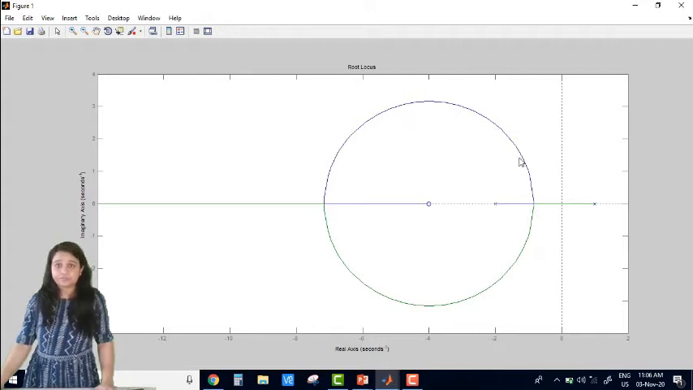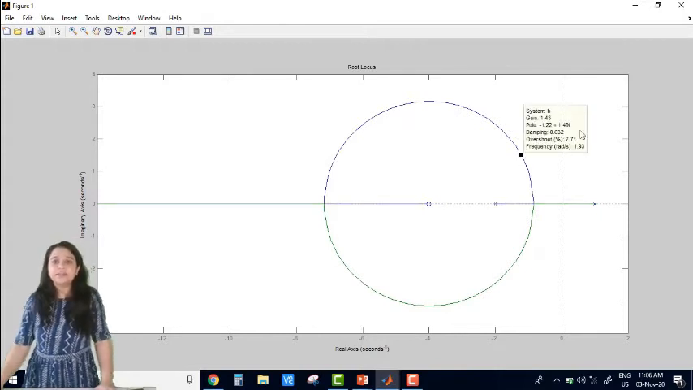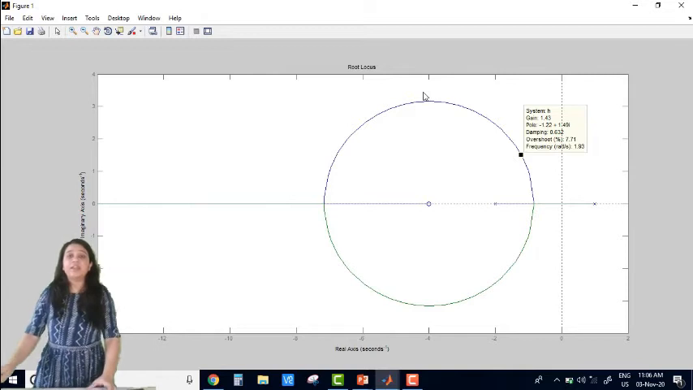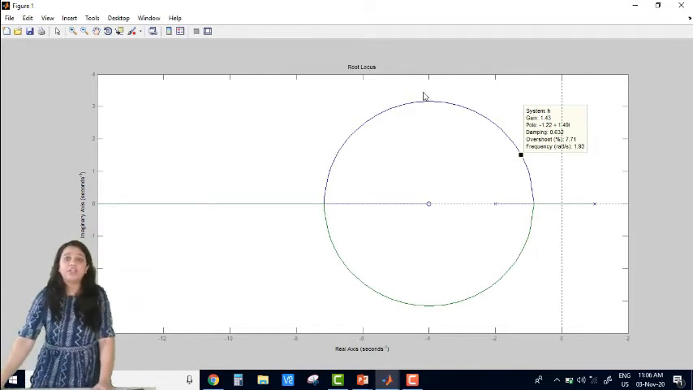So here, whenever we click on this system, you can see the gain of the system is this, the value of the pole is this, the damping factor zeta of the system is here, and the frequency of the system is here. So simply using one command, rlocus in the bracket of the system name, we can find the stability of the system.